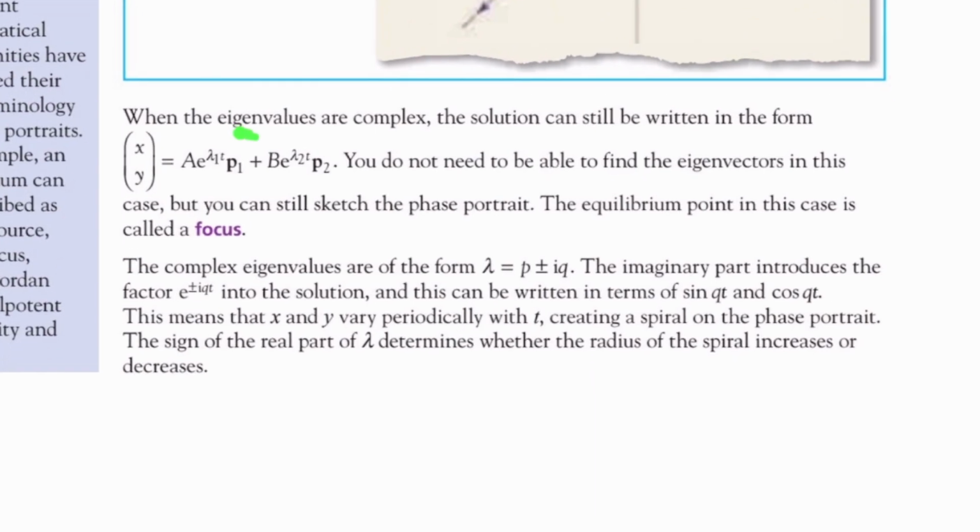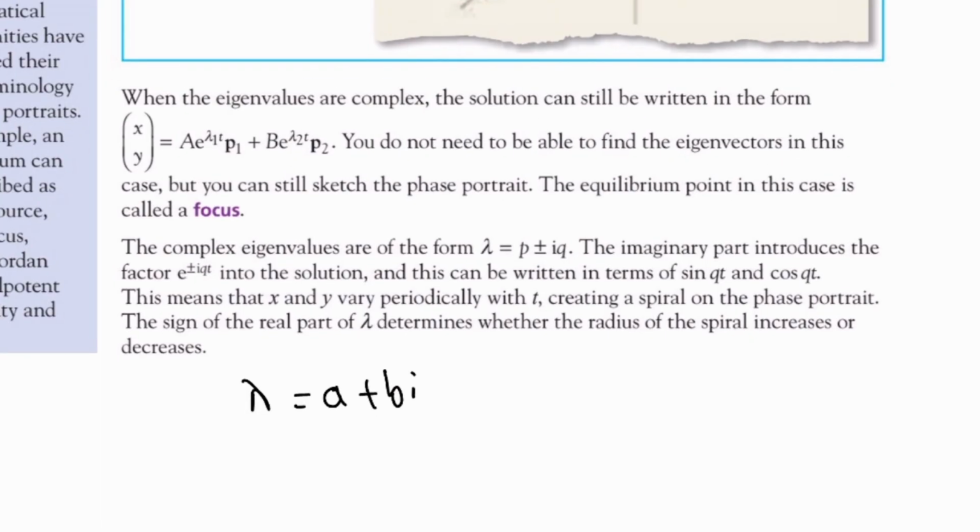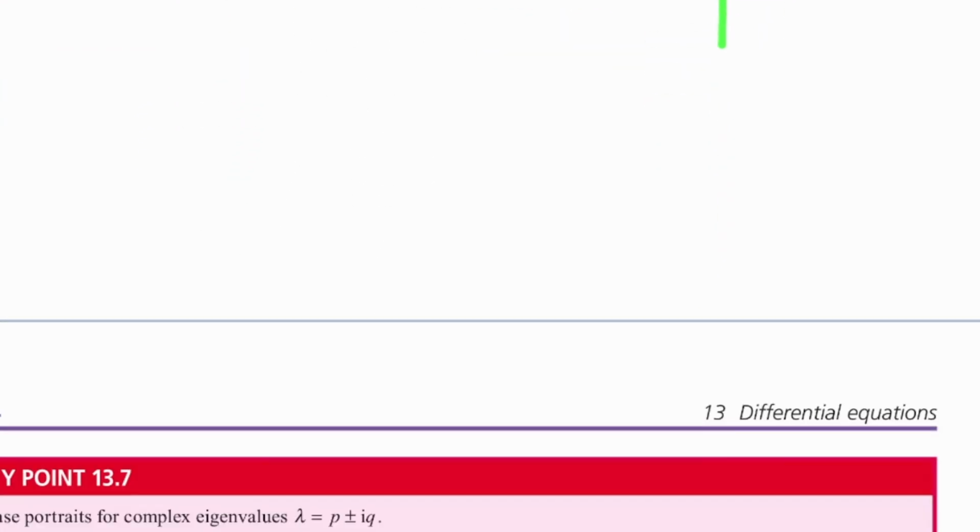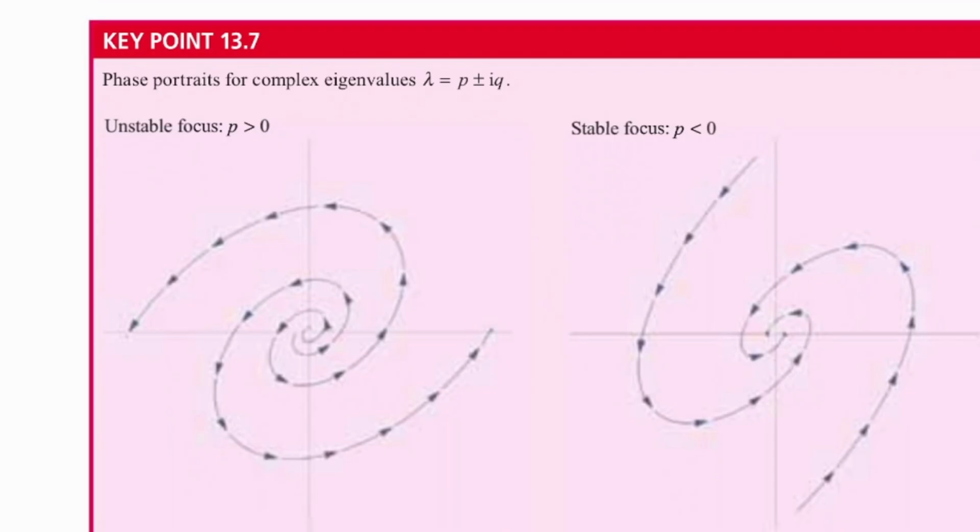Sometimes, guys, eigenvalues are complex numbers. For example, like this: a plus bi. This is our eigenvalue. Okay. So what we need to do, the equilibrium point, which is the origin point here, it's called focus. But we have some rules again. If your eigenvalues are like that, you should only look at the real part of it. Real part, okay, which is this one.